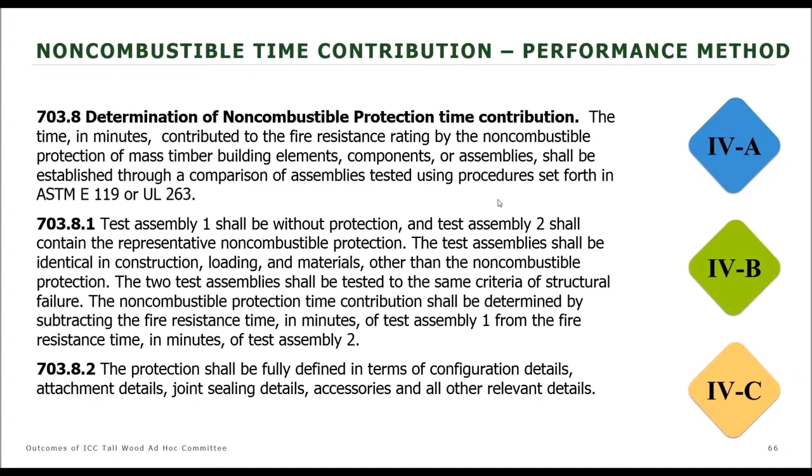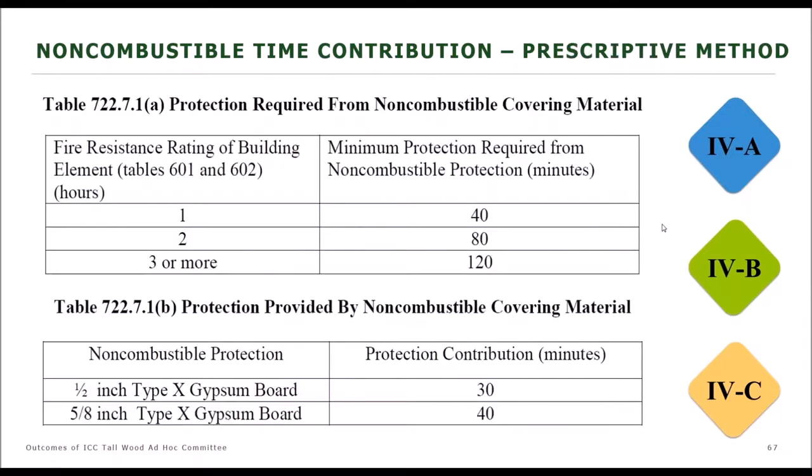The general principle, as we said, is it must provide at least 2/3 of the overall required rating of the element. There's also a prescriptive option for achieving this. So in Chapter 7, you'll see 2 new tables. Fire resistance rating of the element over here, required contribution from the non-combustible protection in minutes over here. You want to know how many minutes you get with these types of gypsum wallboard? Here they are. Remember, this also applies to type 4C because there are certain elements in type 4C that do need to be protected, such as exit shafts.